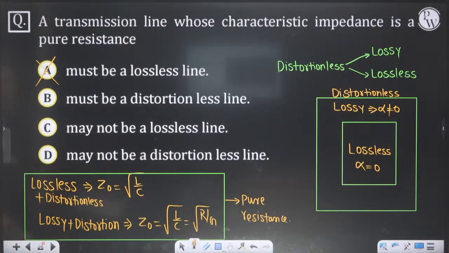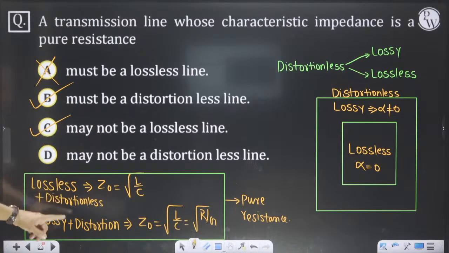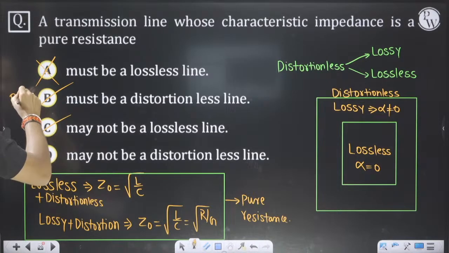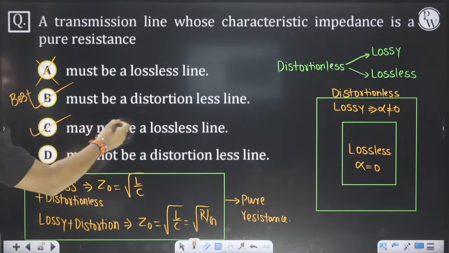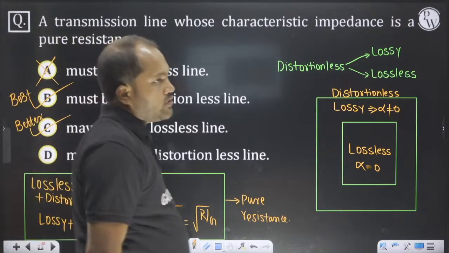Must be distortionless. Yes, it is correct. So answer B is correct. May not be lossless. Yes, it may be lossless or it may be lossy, so it may not be lossless. This one is also correct. May not be distortionless? No, it is surely distortionless, so this is wrong. So our best option will be the distortionless transmission line.